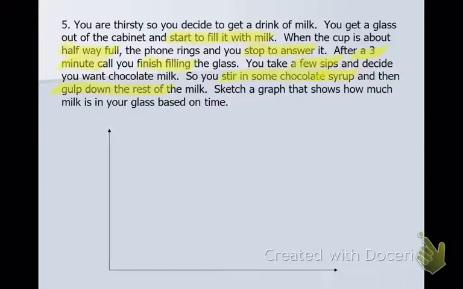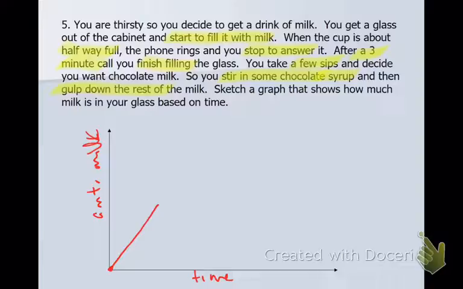All right, so we're still going to do this where time is on the x-axis and the amount of milk is on this vertical axis. Okay? So what does it mean to be down here in the corner? That means time hasn't started yet and the amount of milk is 0, which makes sense because we're just getting a glass out to fill it up. So our graph is going to start down here. Then we fill it about halfway.